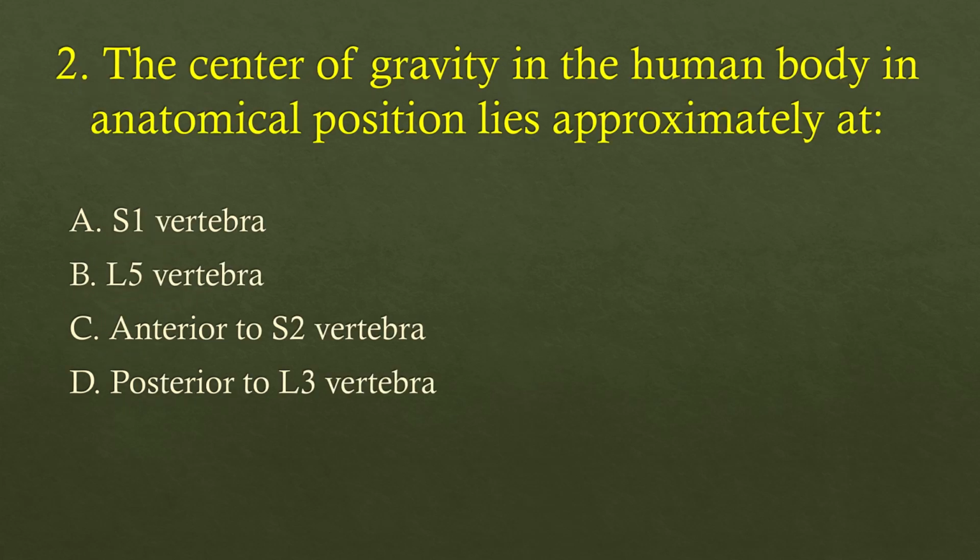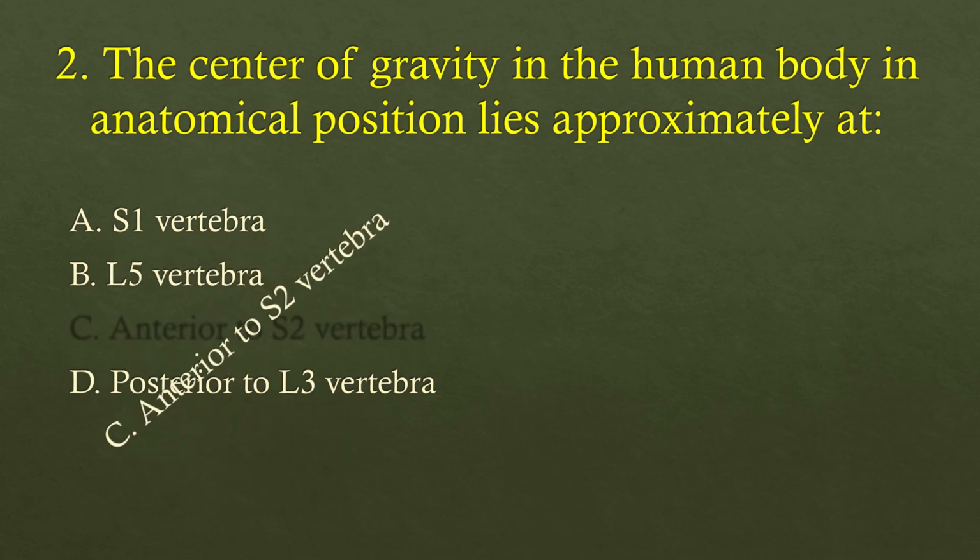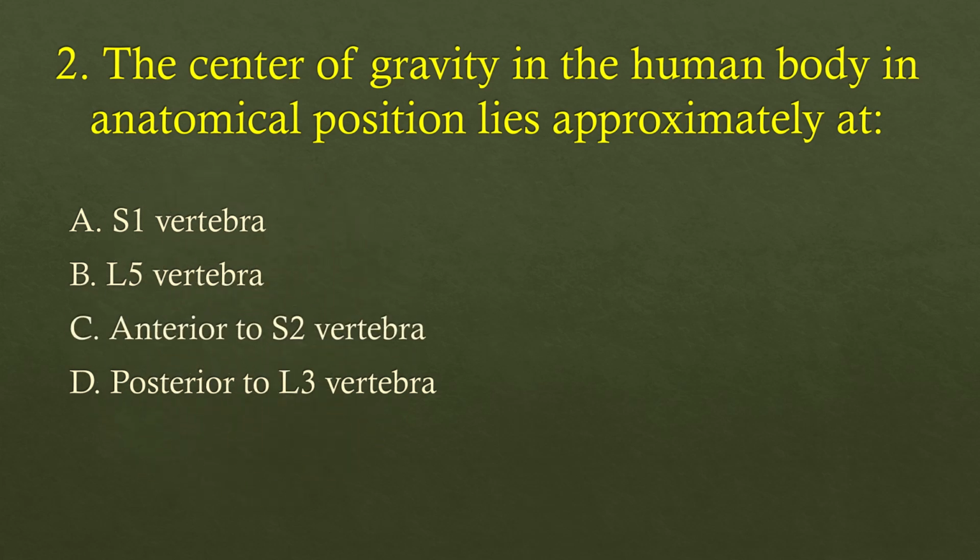Kinetics. Number 2, the center of gravity in human body in anatomical position lies approximately at A. S1 vertebrae, B. L5 vertebrae, C. Anterior to S2 vertebrae, D. Posterior to L3 vertebrae. So the answer is C. Anterior to S2 vertebrae.